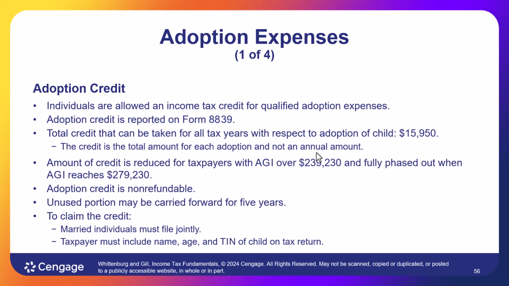The amount of the credit is reduced if your AGI is over $239,230 and phased out completely at $279,230. The adoption credit is non-refundable. Any unused portion can be carried forward 5 years. Individuals must file jointly, and the taxpayer must include the name, age, and TIN of the child on their tax return.